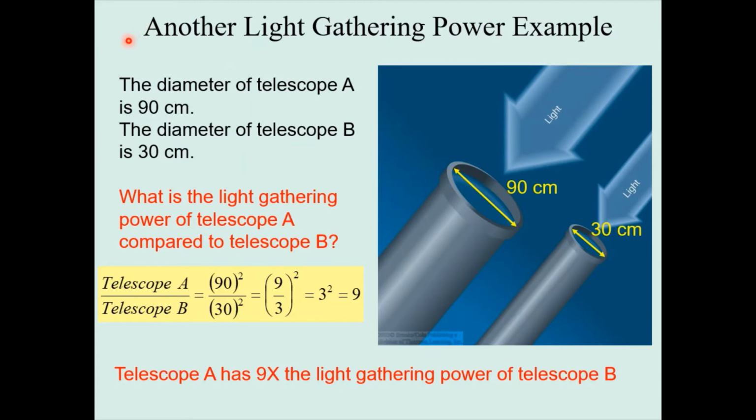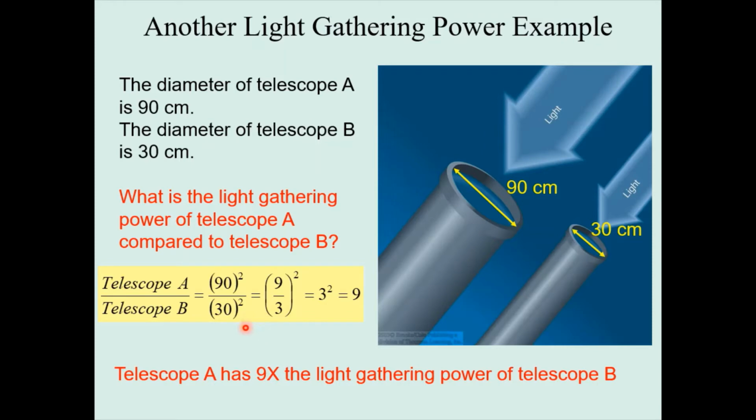Let's do another example of light gathering power. Telescope A here has a diameter of 90 centimeters. This is a much larger telescope, and the diameter of telescope B is 30 centimeters. What is the light gathering power of telescope A compared to telescope B? Again, we compare telescope A's area divided by telescope B's area. As we saw in the last example, all we have to do is take the diameter, 90, and square it, divided by the other diameter, 30, squared.